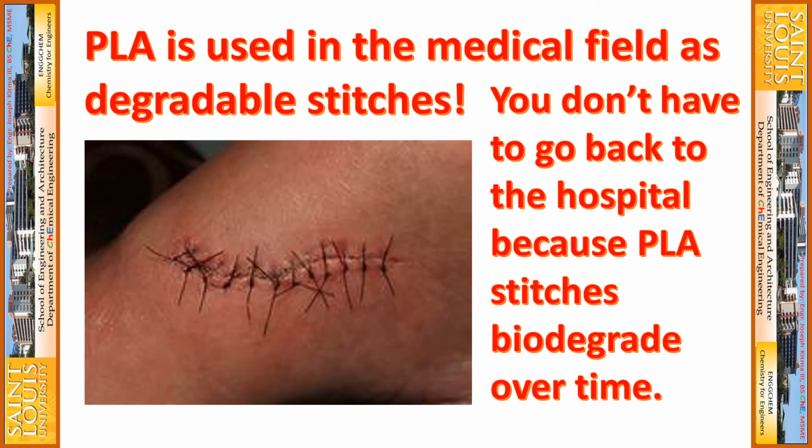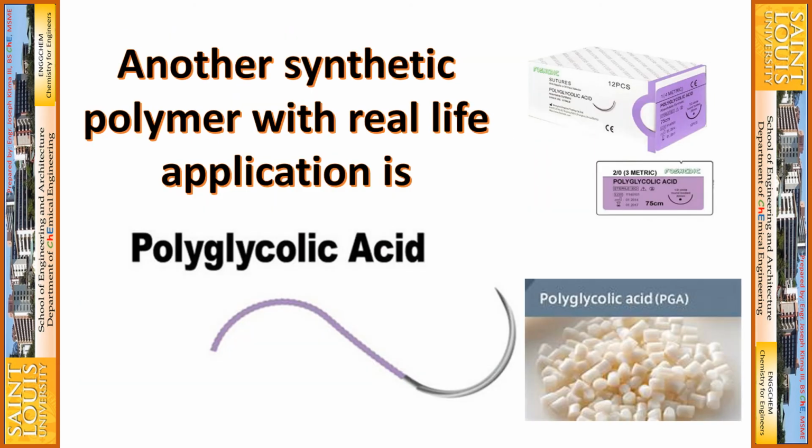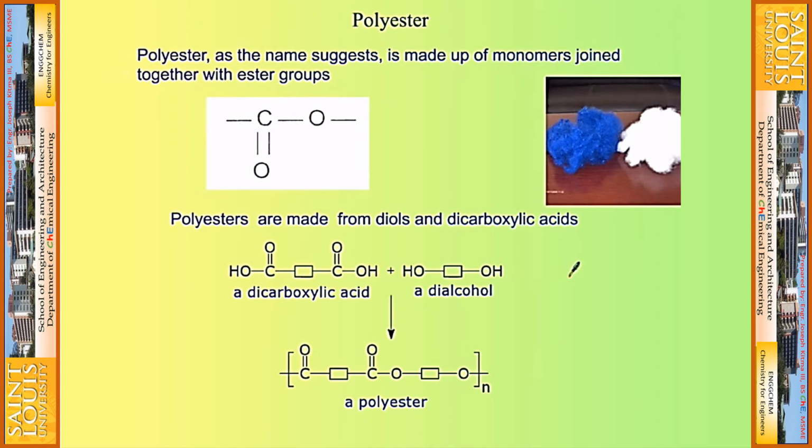PLA is used in the medical field as degradable stitches. You don't have to go back to the hospital because PLA stitches biodegrade over time. Another synthetic polymer with real-life application is polyglycolic acid. Polyester, as the name suggests, is made up of monomers joined together with ester groups. Polyesters are made from diols and dicarboxylic acids.